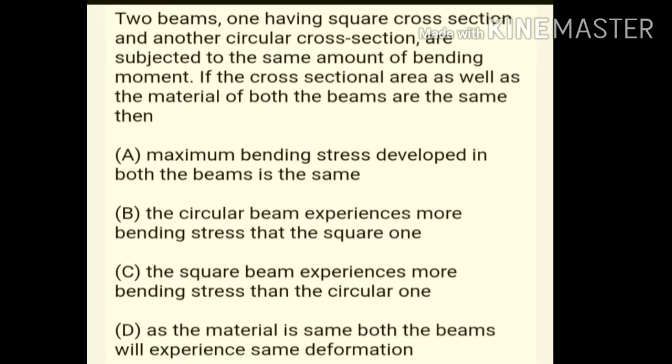So here everything is the same, including the material, and even the cross section areas are the same. The only thing different is the geometry of the section: one is a circular cross section and the other one is a square cross section. So we want to know which is developing more bending stress.